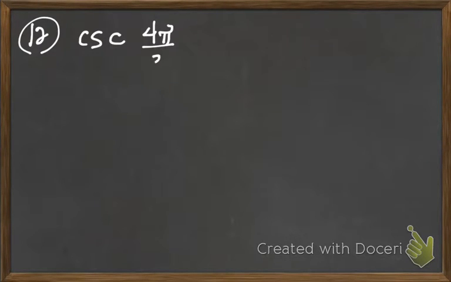All right, number 12. Math teachers are all different. We all think different. We're all individuals, but I'm just going to show you how I do this one. I think about what cosecant is the reciprocal of. 12 is asking us for the cosecant. Cosecant is the reciprocal of what? Sine. So I'm going to rotate to 4 pi over 3. I'm going to find the y value, and then I'm going to do 1 over the y value. What's the y value at 4 pi over 3?